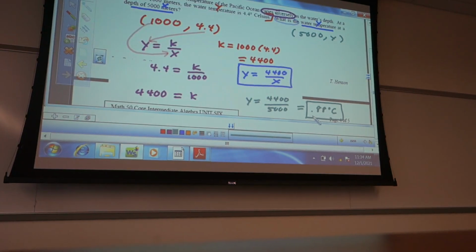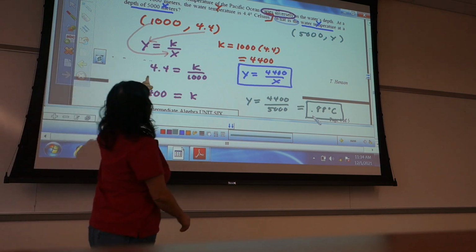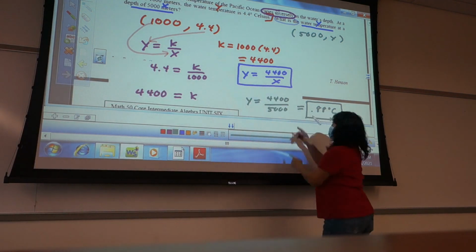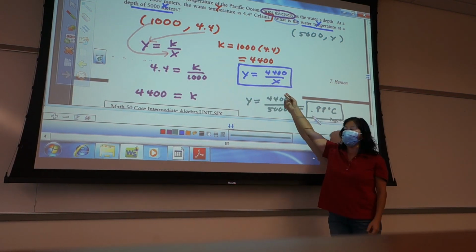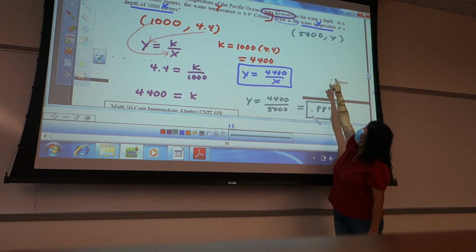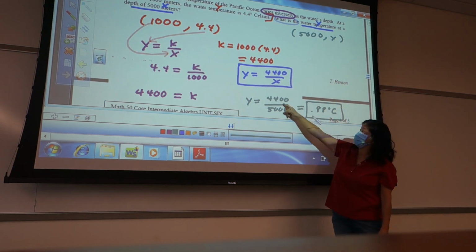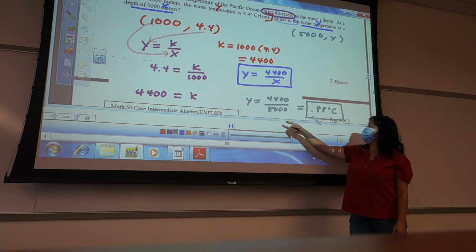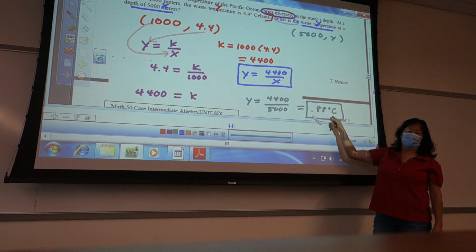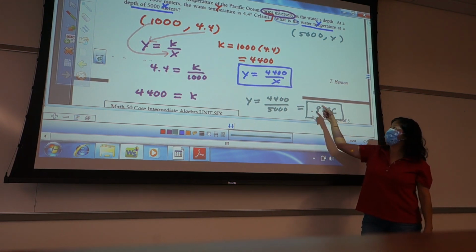Right? So again, finding k is just one step along the way. That's my answer, the equation, which I'm going to ask you for. And then I need to find what is y when x is 5,000. So put in 5,000 for x, and that's the last answer. These are the two answers I'm looking for.